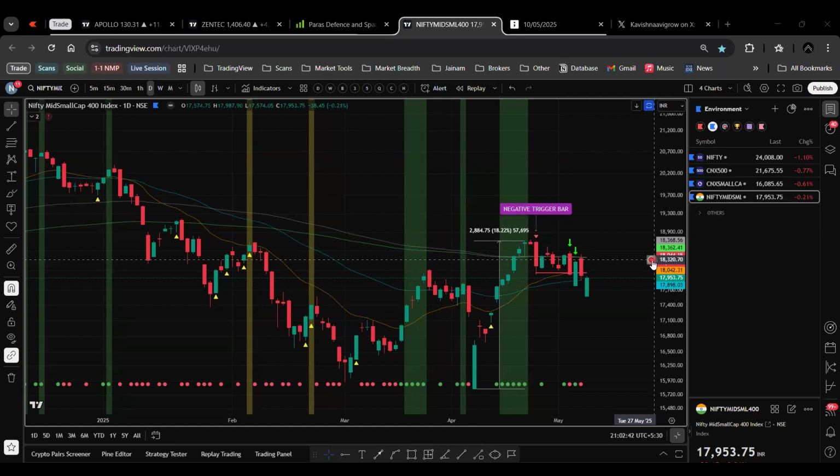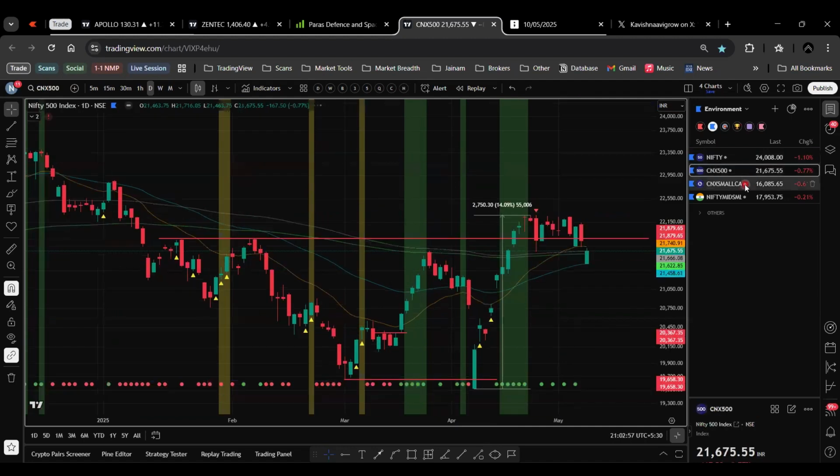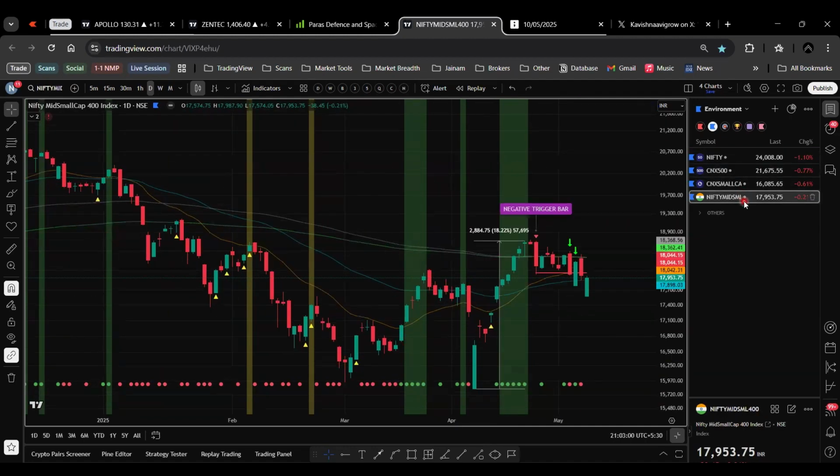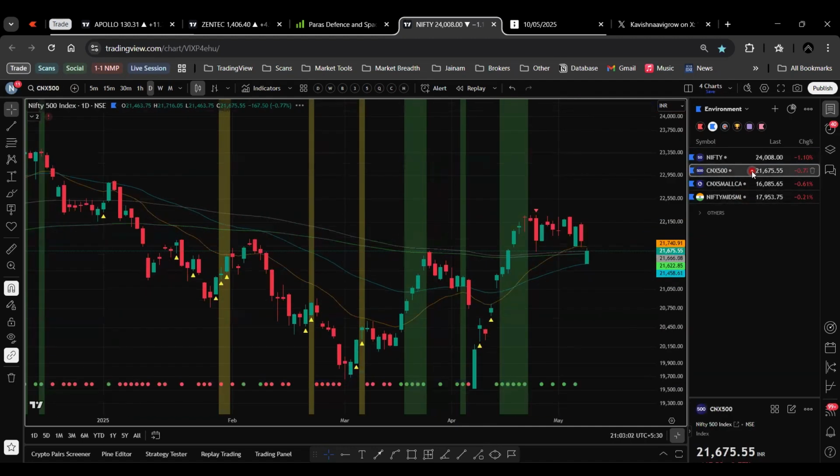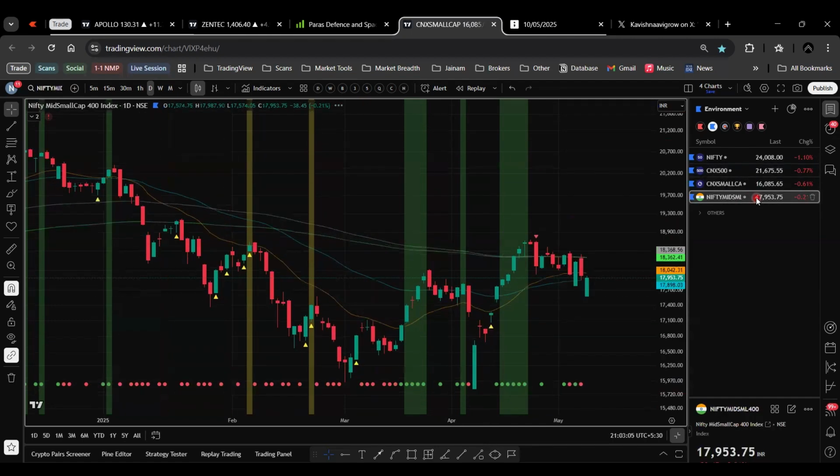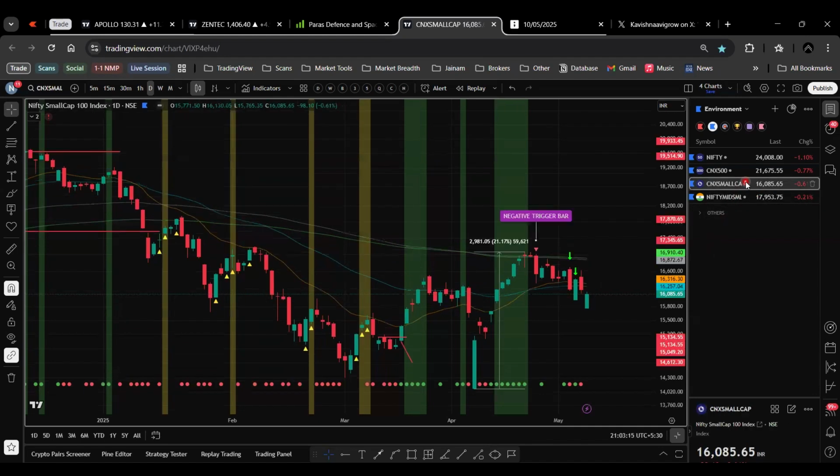So what you see on the screen is the chart of the Mid Small Cap 400 index. April has been a very volatile month, and if you see, we gapped down big on the 7th of April in all the major indices. I personally track these four indices: Nifty 50, Nifty 500, Small Cap 100 and Mid Small 400. If you see all these indices, they moved on average 15 to 18% right from the bottom. The Small Cap index moved 21% from the bottom.